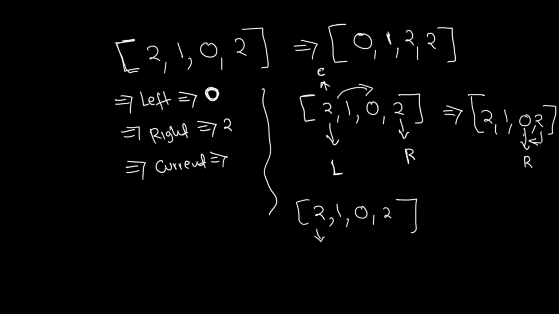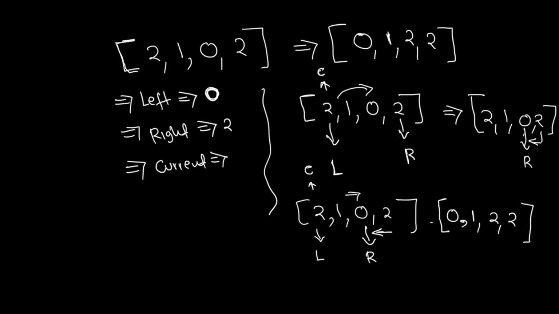We have this as our left pointer, we have our current, but then again 0 will now be our right pointer. Okay, and then we'll go ahead and check our current number. It's equal to 2, so we'll go ahead and swap it with the right. So this time around, we'll have 0, 1, 2, and then 2.